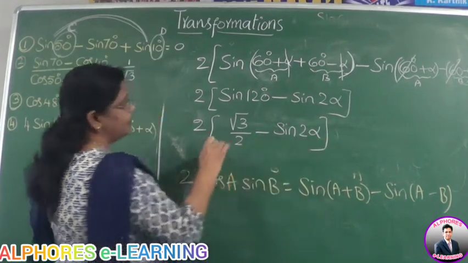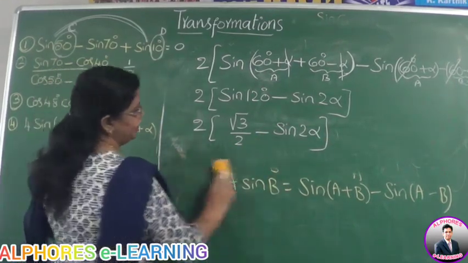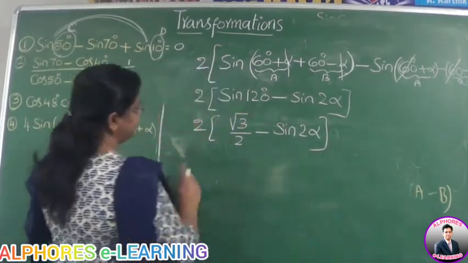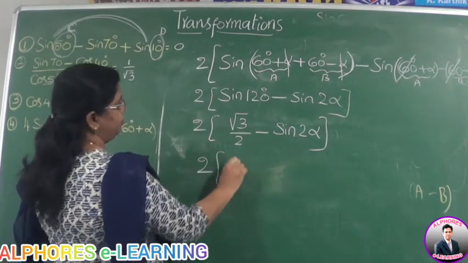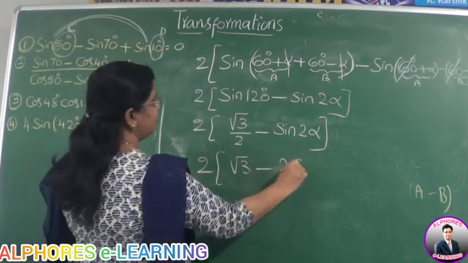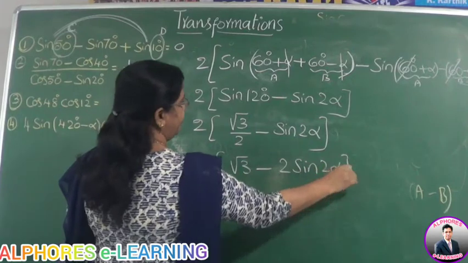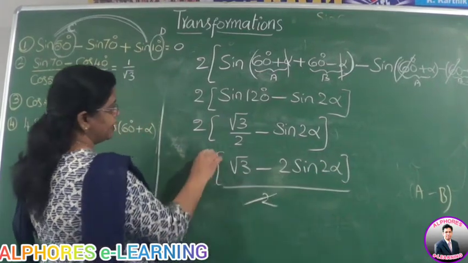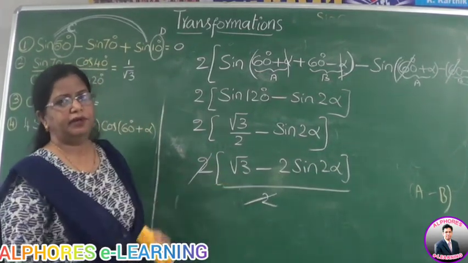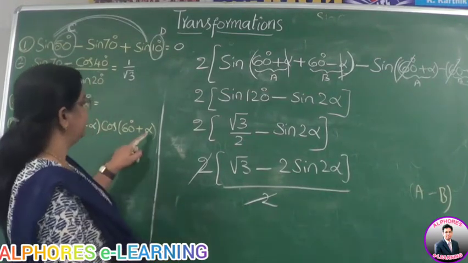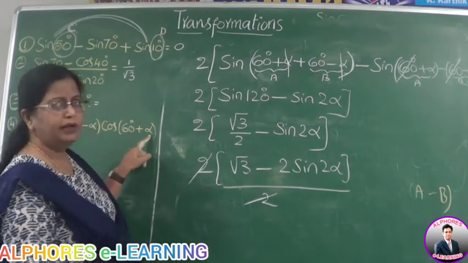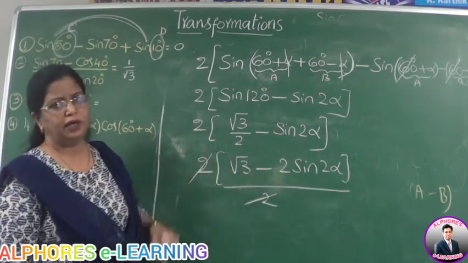And now let's take 2 as LCM. If you take 2 as LCM, it will be 2 into root 3 minus 2 sine 2 alpha, whole divided by 2. Now let's cancel. So this is our final answer. Alpha is as it is in the problem, so you got alpha here also.